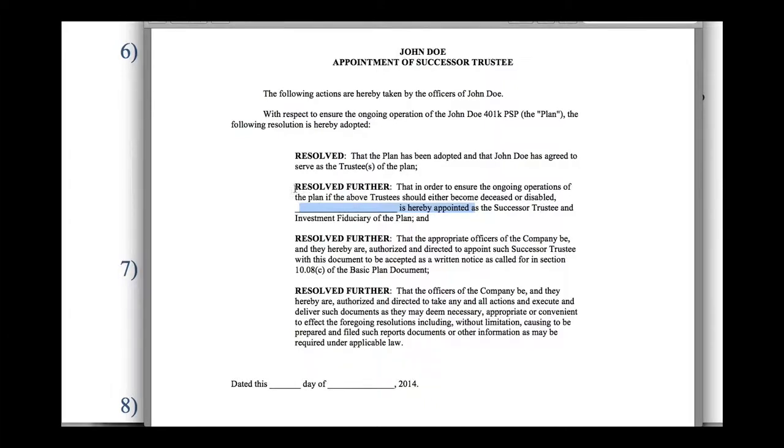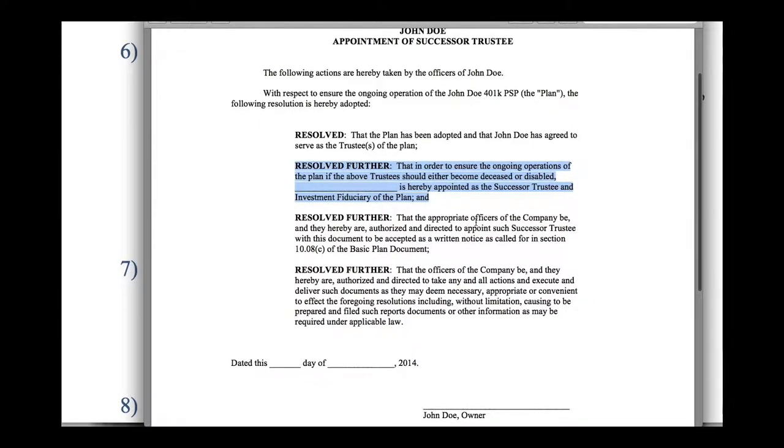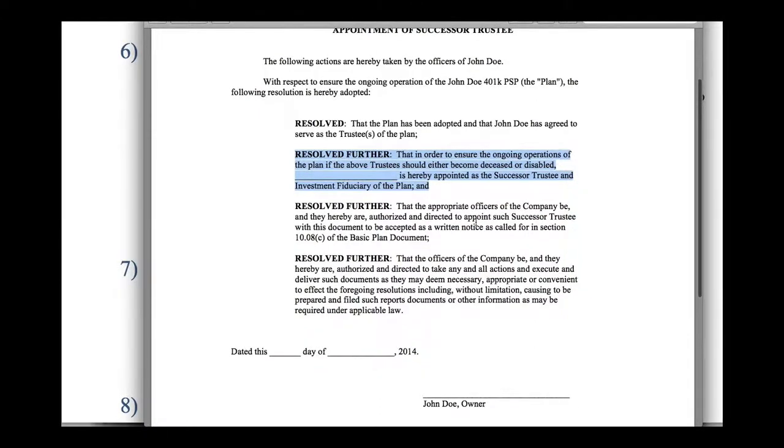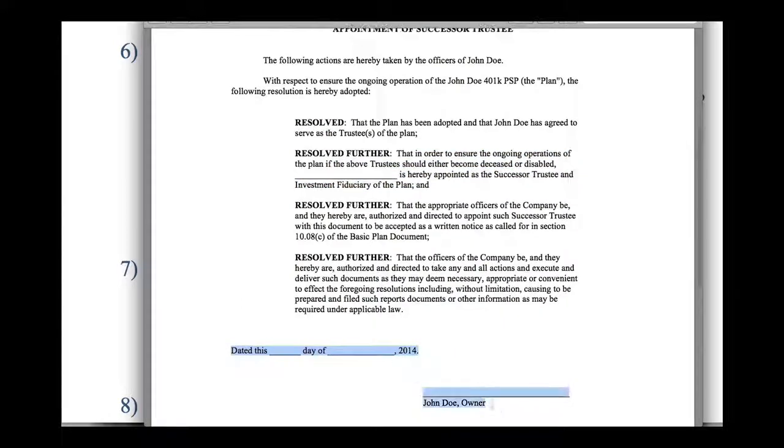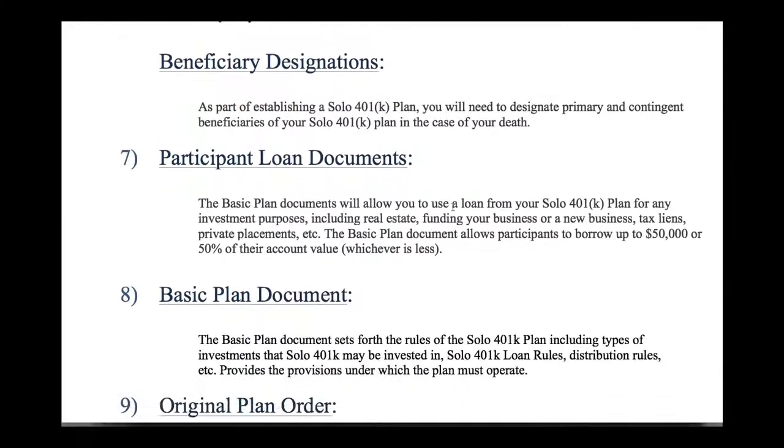Most people appoint their surviving spouse as the successor trustee. It isn't by law that they have to be. It's just, who do you trust the most out there? Name them as the successor trustee so they can carry out your wishes for your retirement plan assets whenever you no longer can. Once again, just go ahead and sign and date this form and keep it in your books and records.